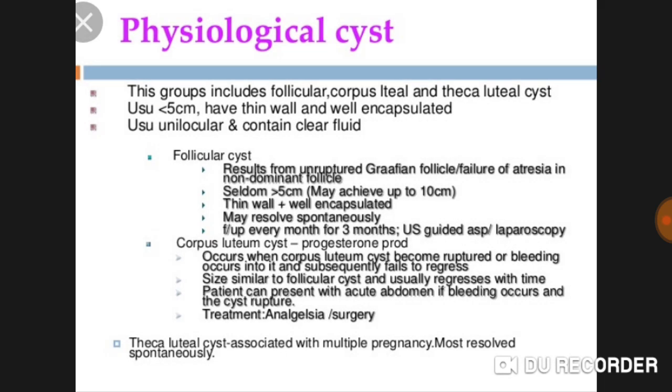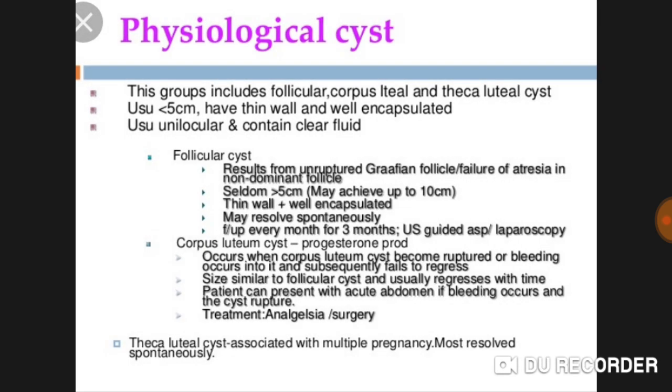Corpus luteum cyst, progesterone producing. What is a corpus luteum cyst? It occurs when the corpus luteum ruptures or bleeding occurs into it, or it subsequently fails to regress. Size is similar to a follicular cyst and it usually regresses with time. The patient can present with acute abdomen if bleeding occurs and the cyst ruptures. Treatment is analgesia or surgery.